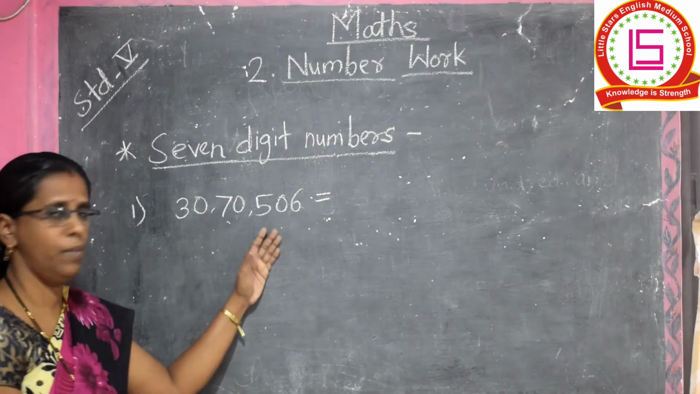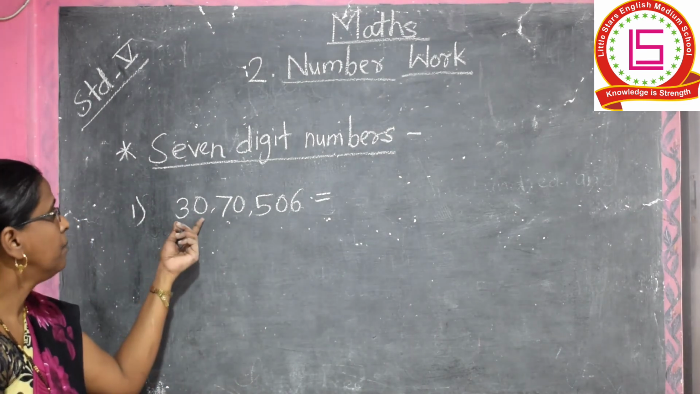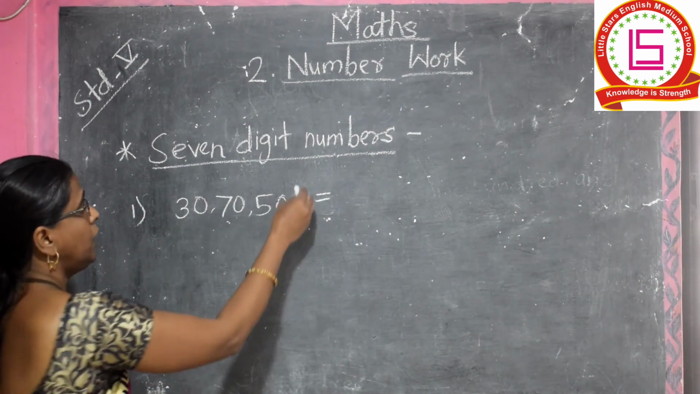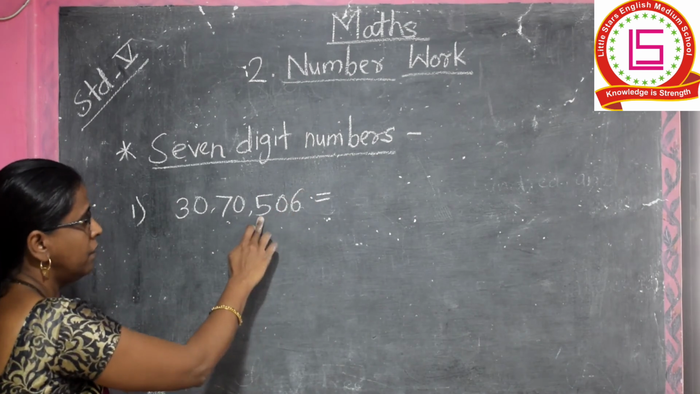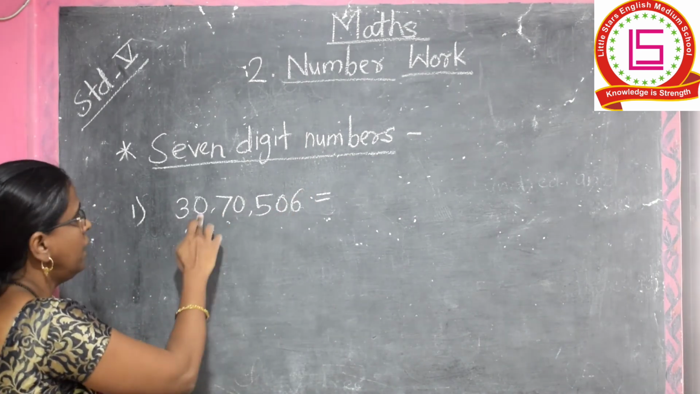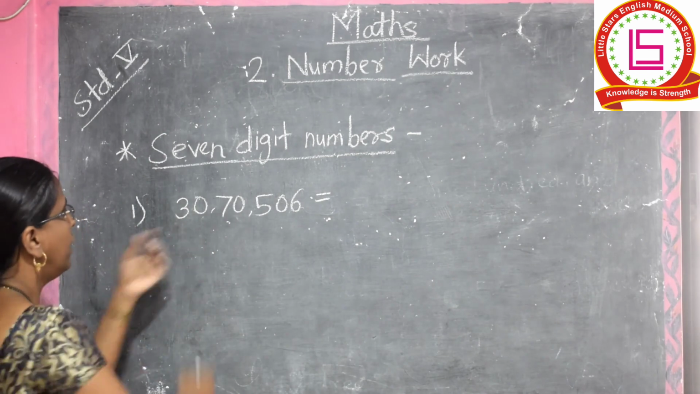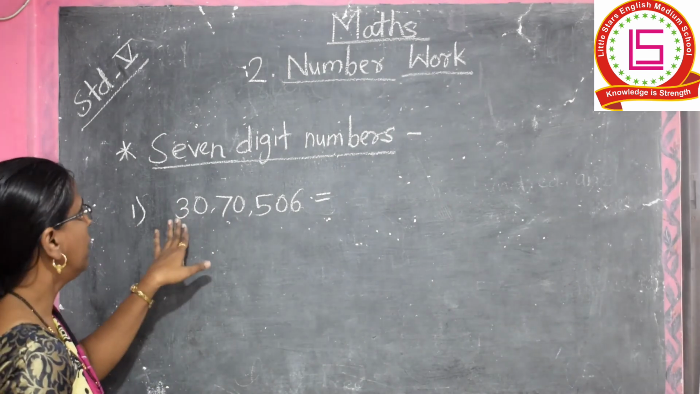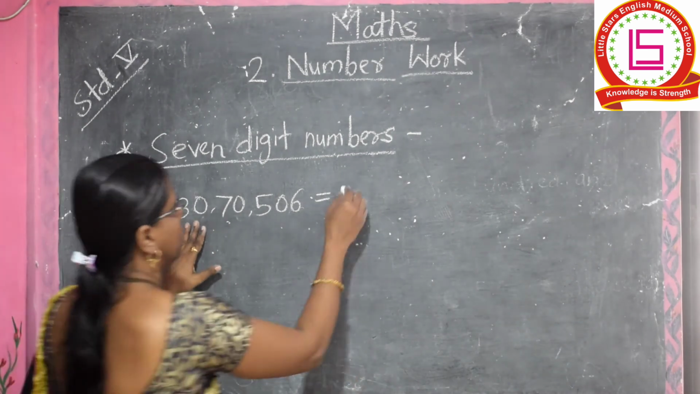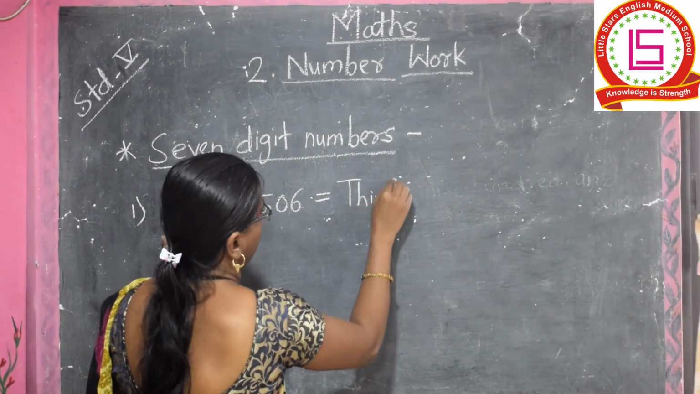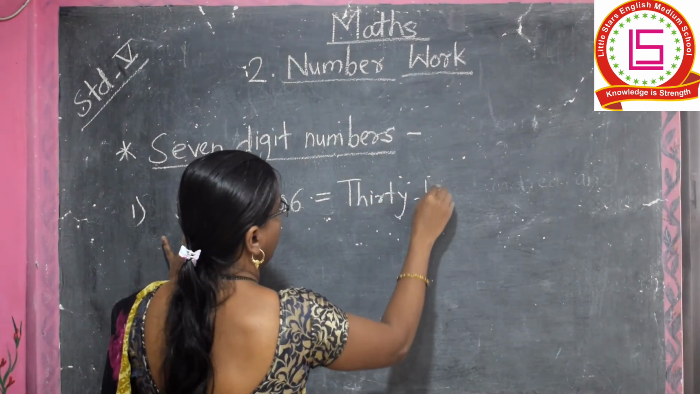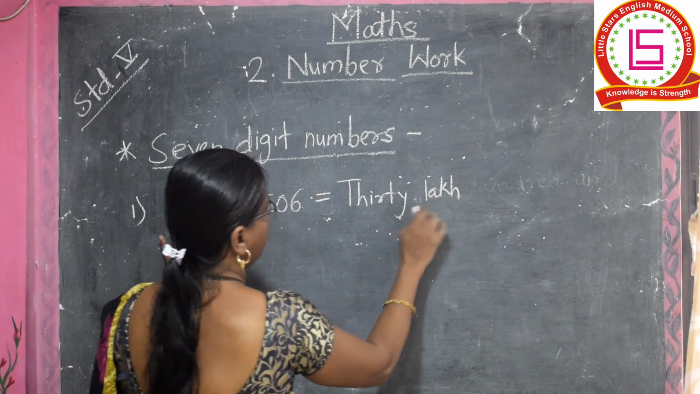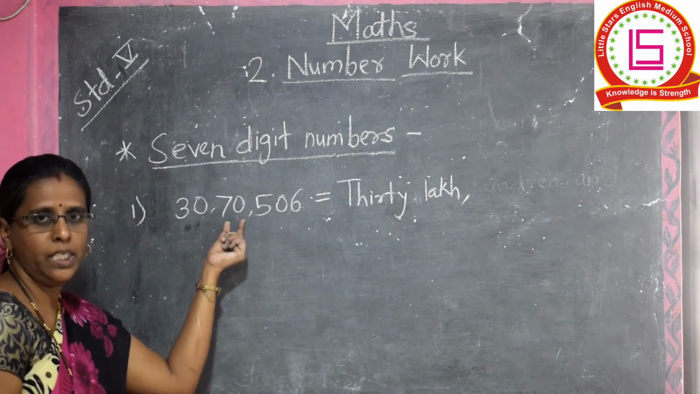Here, read this number first. See. Unit, tens, 100, 1,000, 10,000, lakh and 10 lakh. Then we read these 2 numbers together: 30 lakh. Then these 2 digits together.